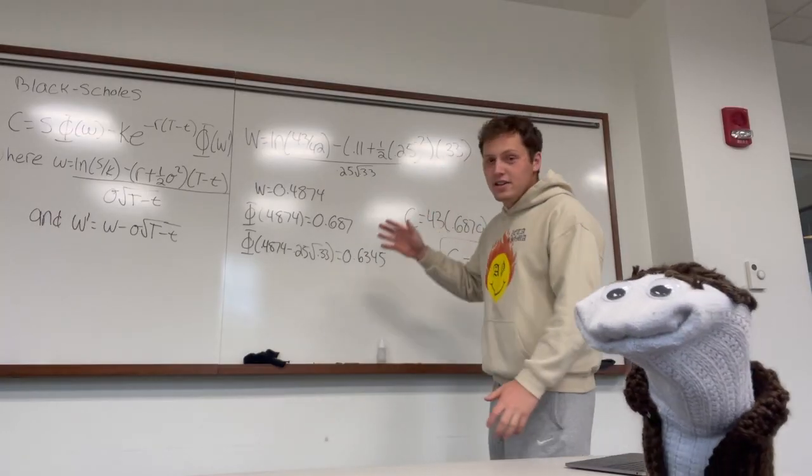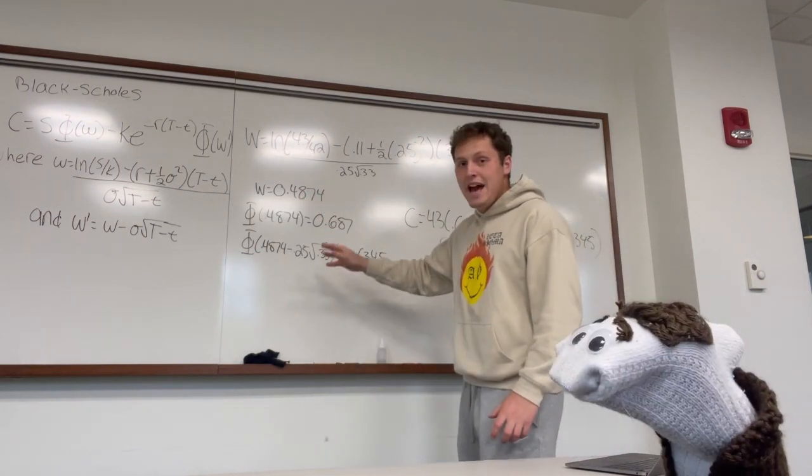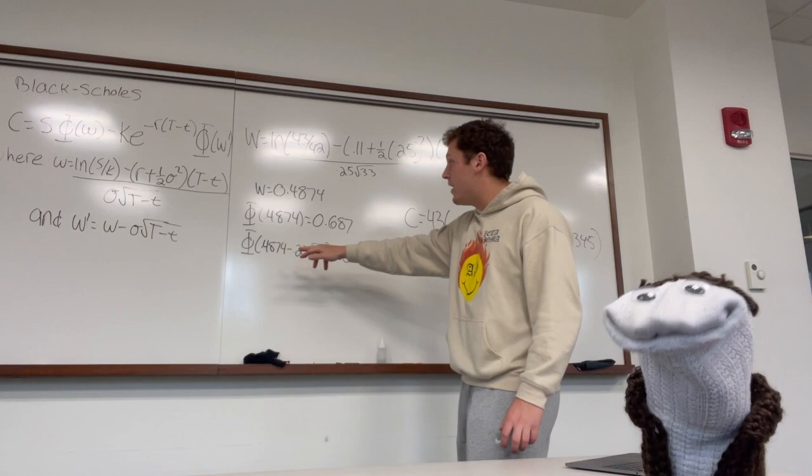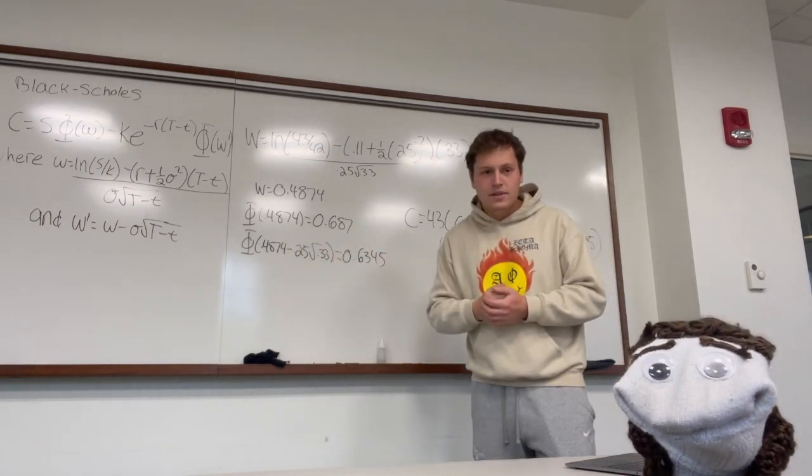So, we plugged in all of our numbers into the variables in the Black-Scholes equation. We took the CDFs of W and W prime, and we get the value for our call option. Anything you want to add, Joe Sock?